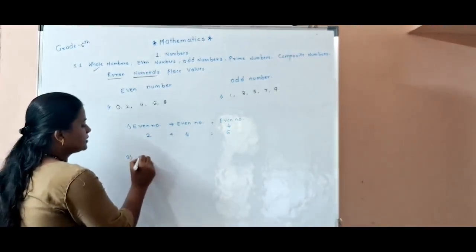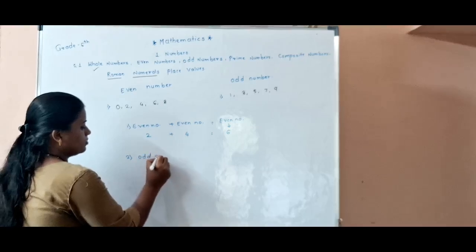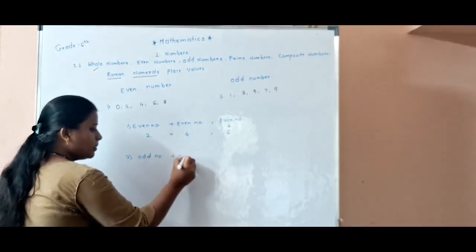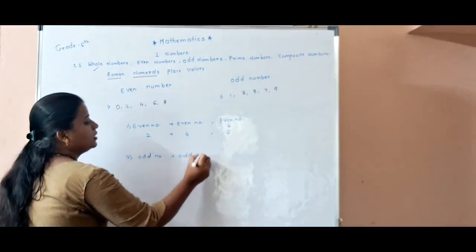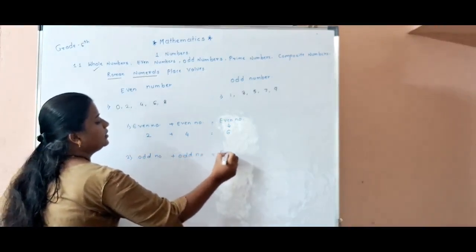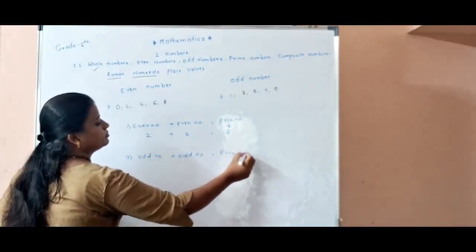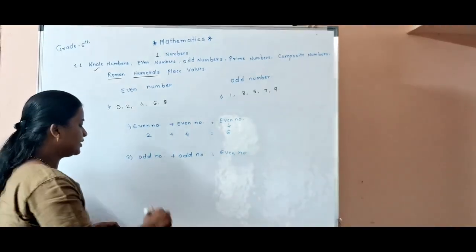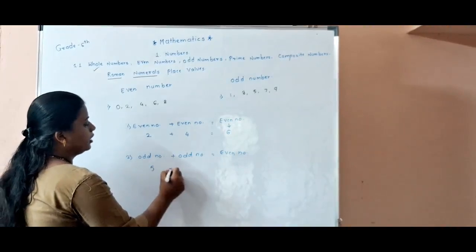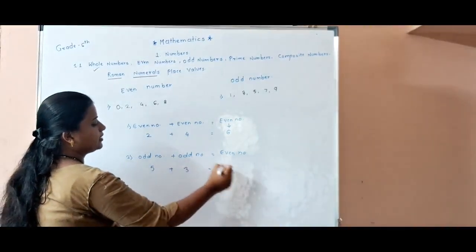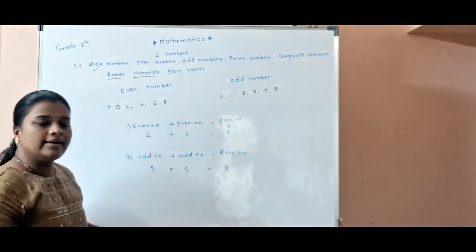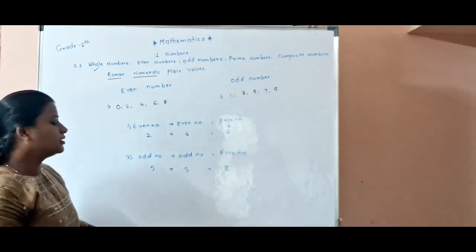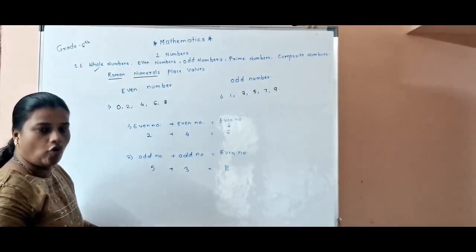If odd number plus odd number is added, still you will get an even number. Let us see 5 plus 3, that is 8. You can try for other numbers also if you want.